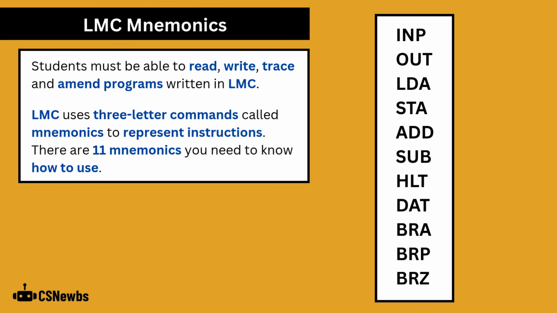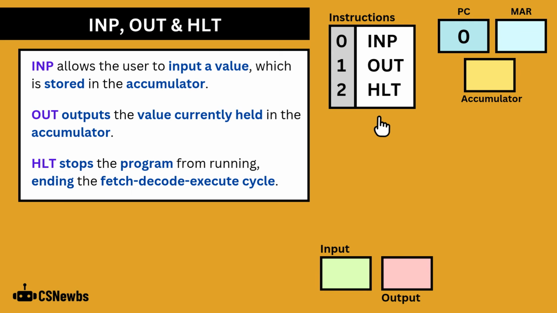LMC uses three-letter commands called mnemonics to represent instructions. There are 11 mnemonics you need to know how to use. We'll start by looking at a very simple program with just three instructions. We will also monitor how the program counter, memory address register, and accumulator registers change with each example program. You don't need to track the PC and MAR in an exam, but you do need to keep an eye on the accumulator and how it changes.